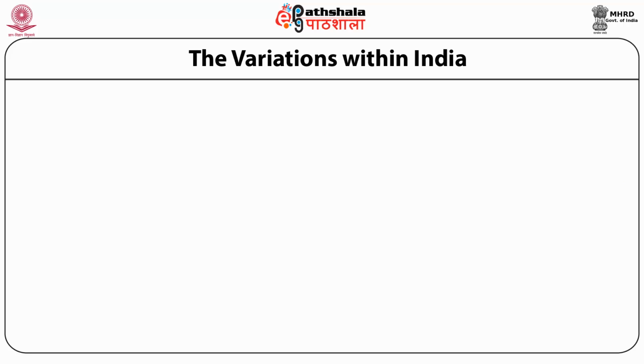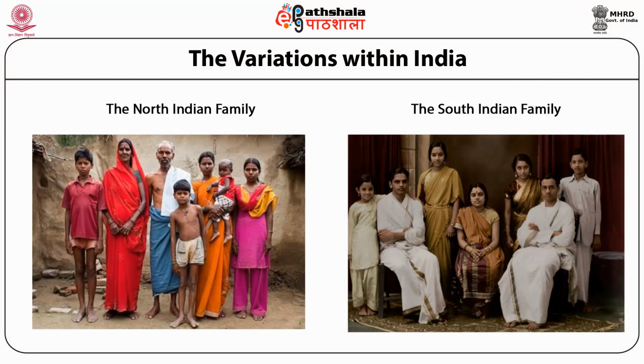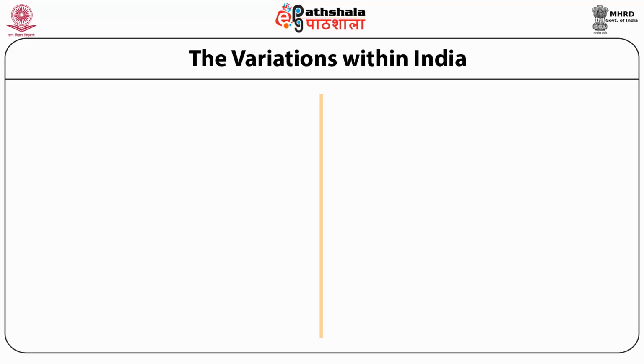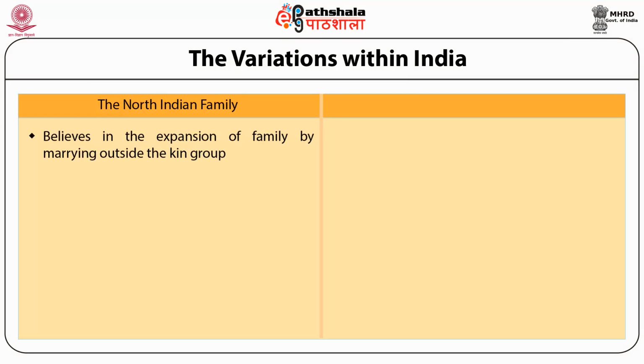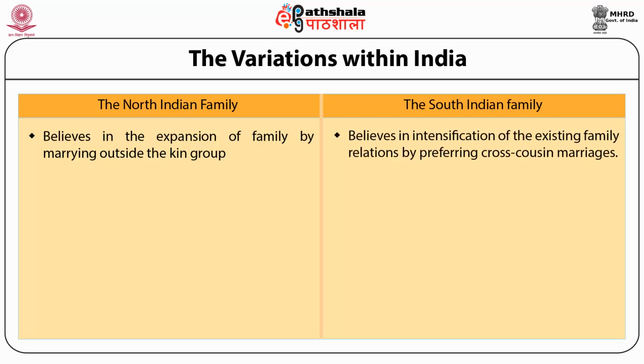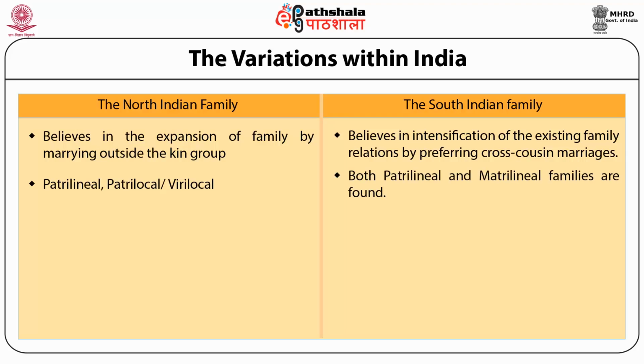The variations within India. There is a striking difference in the family and kinship relations of North and South India. The North Indian family's kinship and marriage pattern is entirely different from the South Indian family. The North Indian family believes in the expansion of family by marrying outside the kin group, whereas the South Indian family believes in intensification of the existing family relations by preferring cross cousin marriages. North Indian families are generally patrilineal, patrilocal and virilocal, whereas in South Indian families both patrilineal and matrilineal families are found.